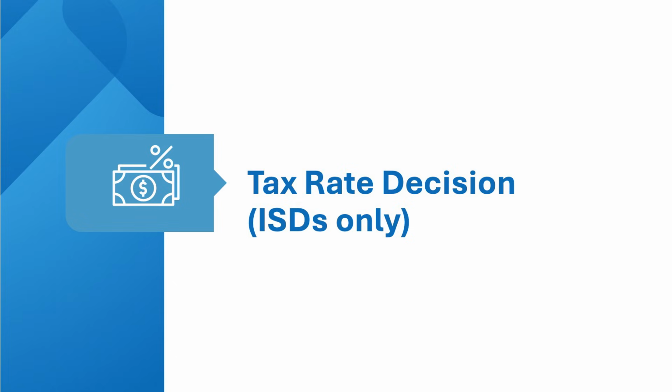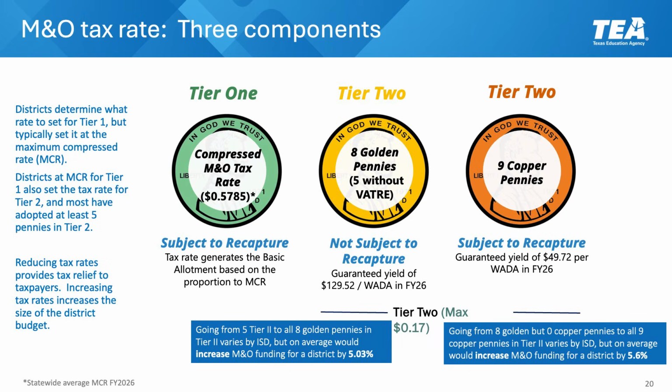We will now look at tax rates and their impact on your overall funding. Tax rates are a decision that ISDs alone have the ability to make, and generally are impacted by a board's decision. The M&O tax rate is made up of 3 components. Districts determine what rate to set for Tier 1, but it is compressed by the state. Also within the tax rate, there are 2 types of Tier 2 pennies, golden pennies and copper pennies. The copper pennies are subject to recapture.